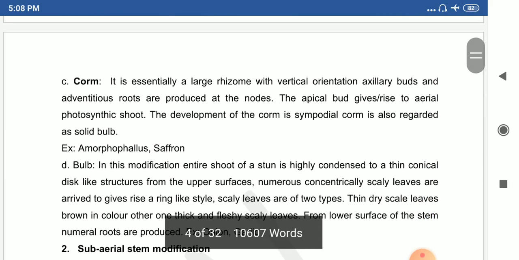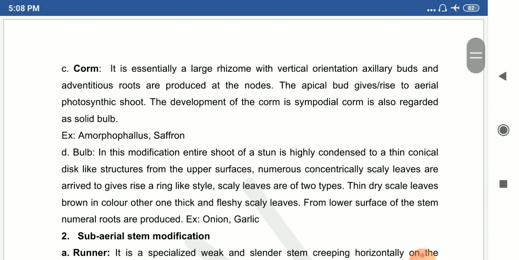Okay, the next one is a corm. It is essentially a large rhizome with vertically oriented axillary buds, and adventitious roots are produced at the nodal region. The apical bud gives rise to the aerial photosynthetic shoot. The usual example is amorphophallus. It is a bulb-like, tuber-like structure, but a larger structure, and usually it will be underground. Here the stem will be completely underground, and only the leafy shoot will come out from that underground portion. The next one is a bulb.